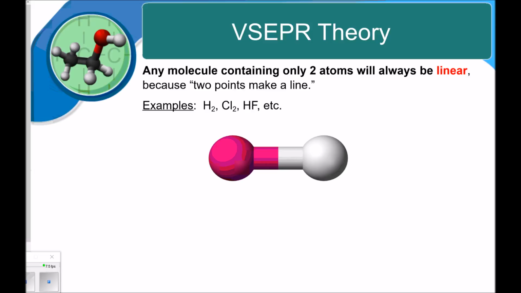Any molecule containing only 2 atoms will always be linear because 2 points make a line. So if you notice that I'm asking you what is the molecular geometry for any 2 atoms like H2, Cl2, HF, it's going to be linear because you've got one atom and then another. The only way to connect them is with a straight line. So that is what linear looks like.